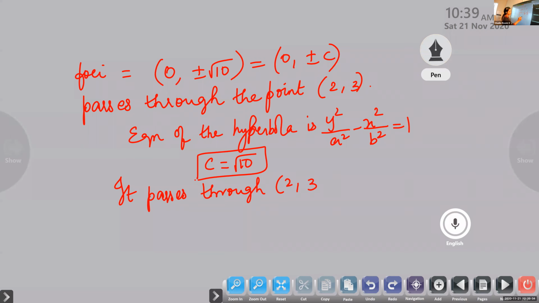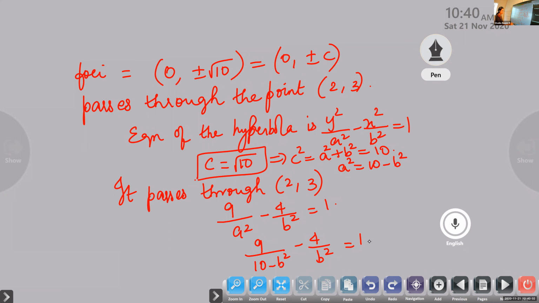C square is a square plus b square. It's 10. So from here, what is a square? Is it 10 minus b square? So substitute here. So 9 by 10 minus b square minus 4 by b square is equal to 1. Is it okay? Is it clear, children? Now cross multiply this.